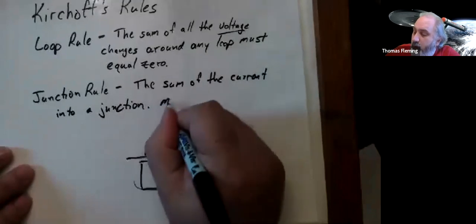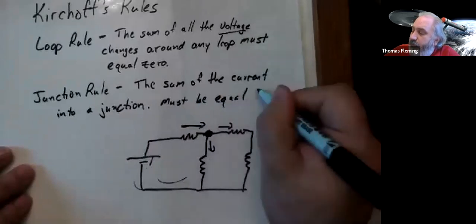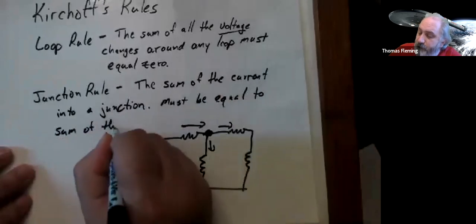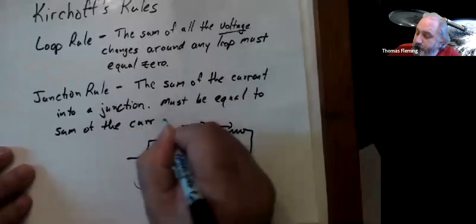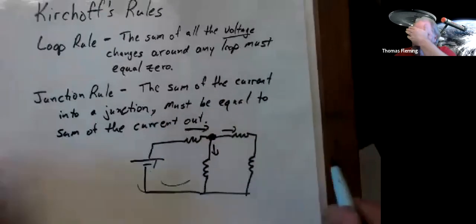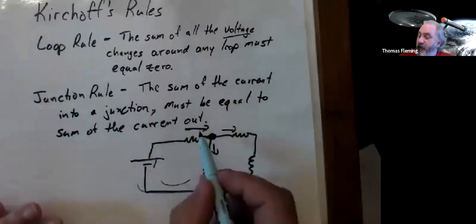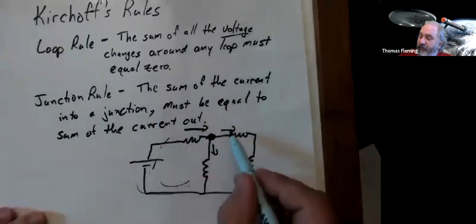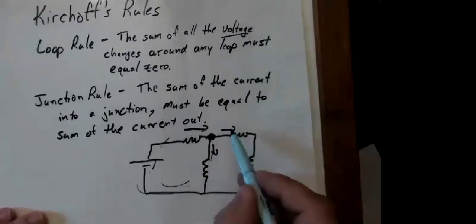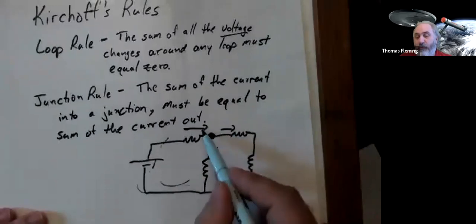And the junction rule says that the sum of the current into a junction must be equal to the sum of the current out. So here I have current coming in from the battery, and then it splits, and some comes out this way and some comes out this way. What the junction rule says is that these 2 currents that come out of the junction have to be the same together as what came in.